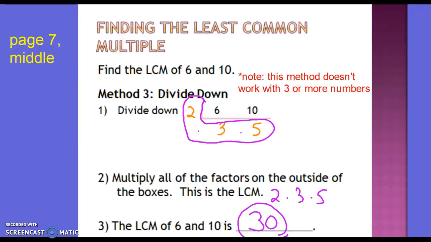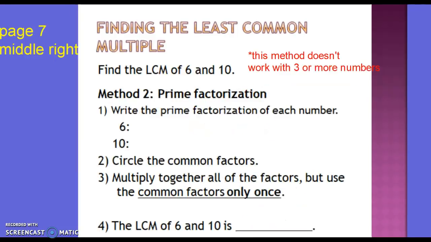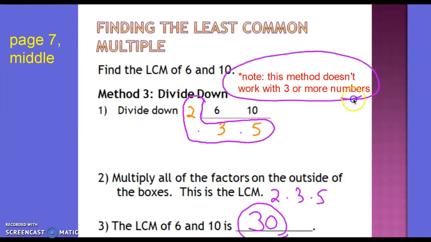Now both this divide down method and the previous method, this prime factorization, do not work with 3 or more numbers. They only work with 2 numbers. So they're kind of nice little tricks, but really the best way to do it is just to list the multiples until you find one that they have in common, because these little tricks do not work with 3 or more.